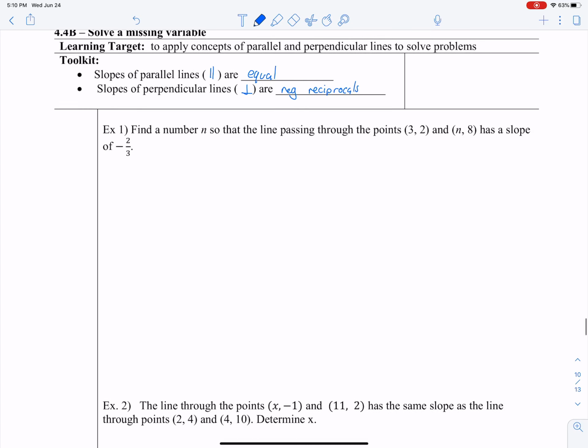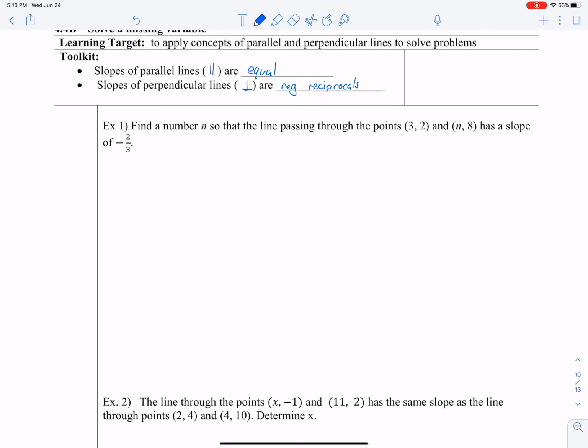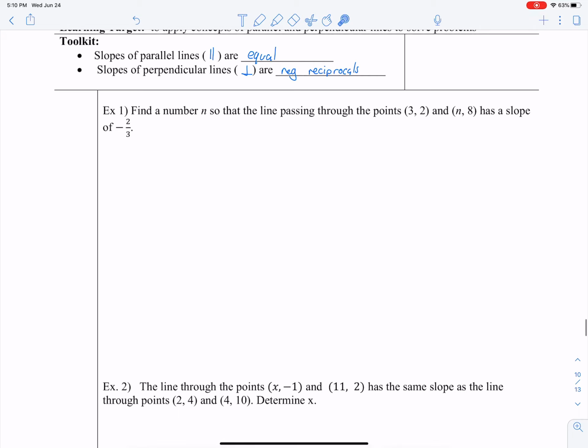Okay, so this is a little bit different from what we've been looking at so far. But you just need to go through it step by step. This question says, find a number, n, so that the line passing through the points (3, 2) and (n, 8) has a slope of negative 2/3. So here they're giving us 2 points, and instead of asking us to find the slope, they're giving us the slope, and we have to find one of the numbers in one of the 2 points.